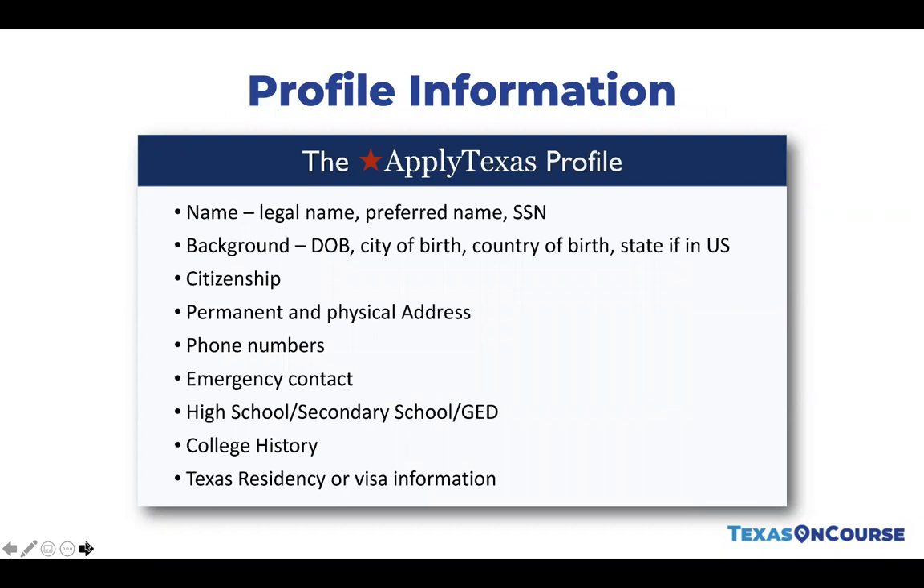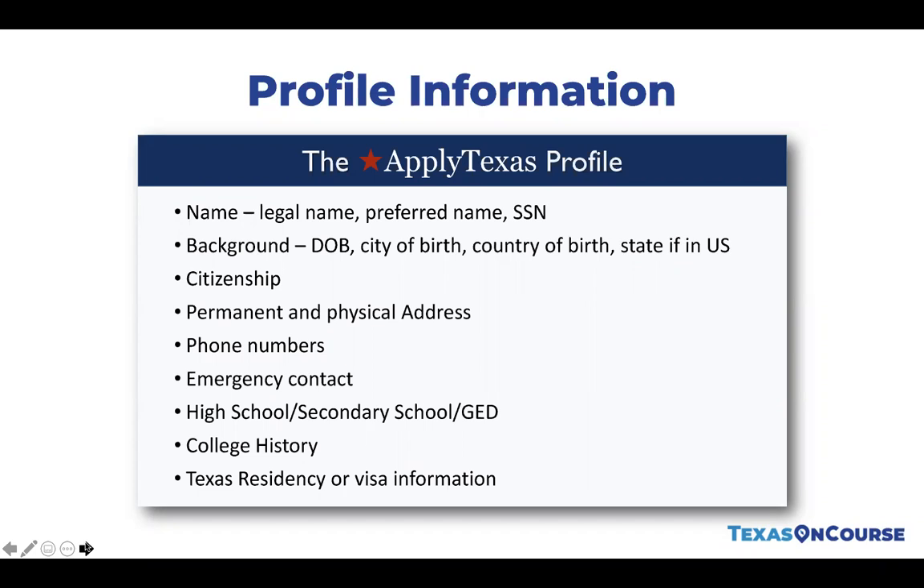The profile information still requires students to enter similar information to the previous version of the site, but it has been expanded to include some common information that's really used across applications, like high school information, their college history, and Texas residency information. This just prevents students from having to re-enter this information for each application, which they had to do in the previous site.